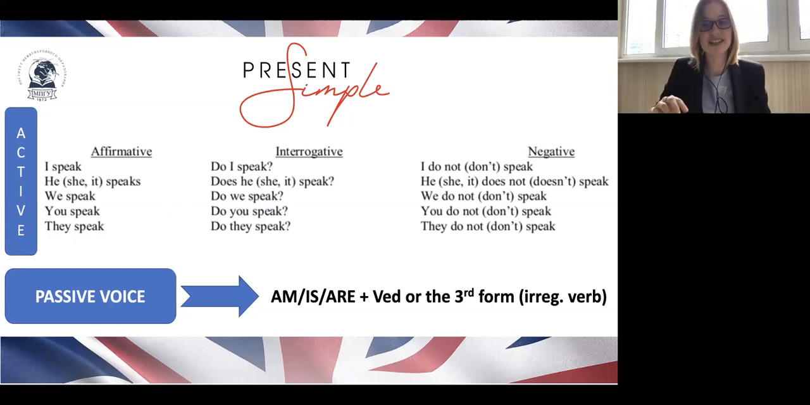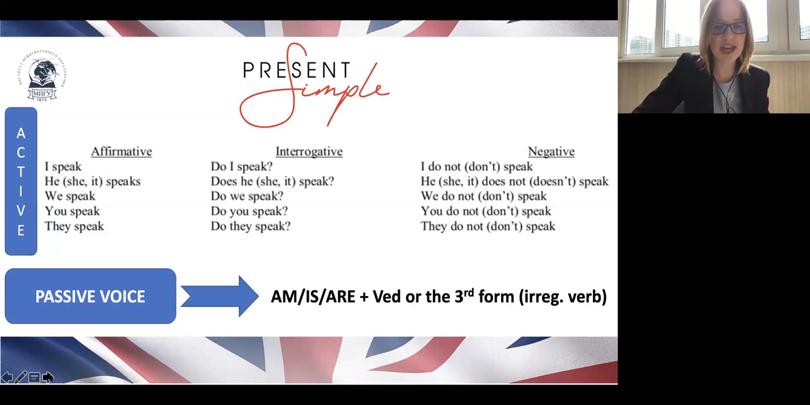Do or does plus the negative particle not: do not, does not. And in the passive voice, we have am, is, are, plus the verb in the third form, if we speak only about the irregular verbs. It is also called the past participle.